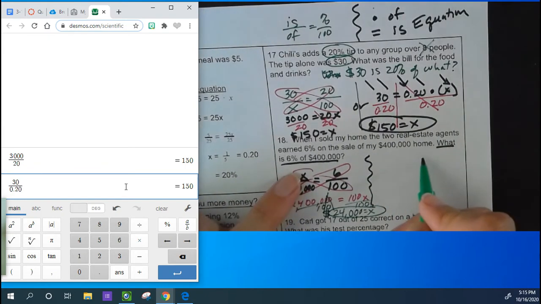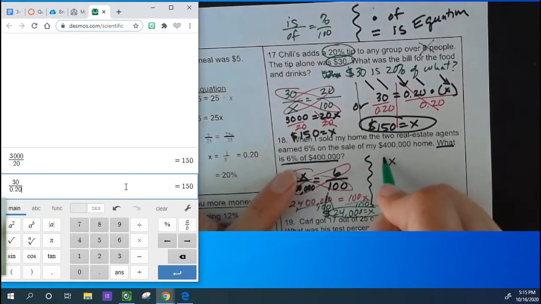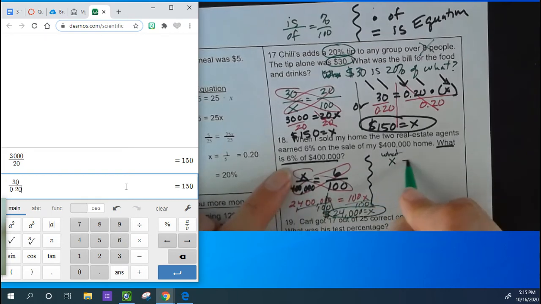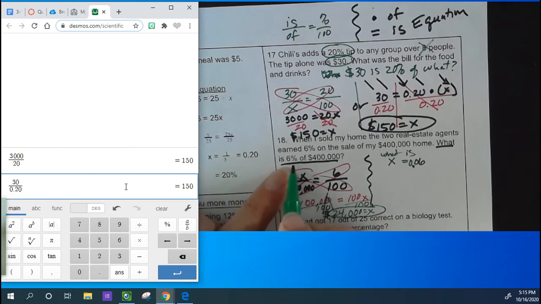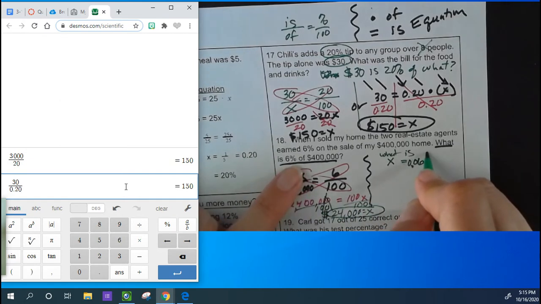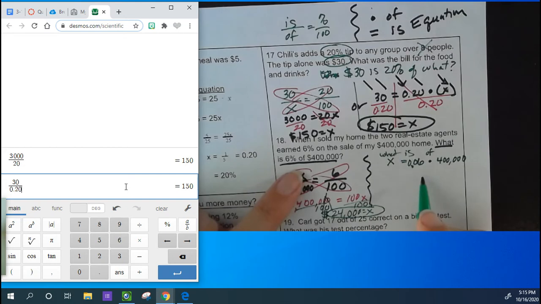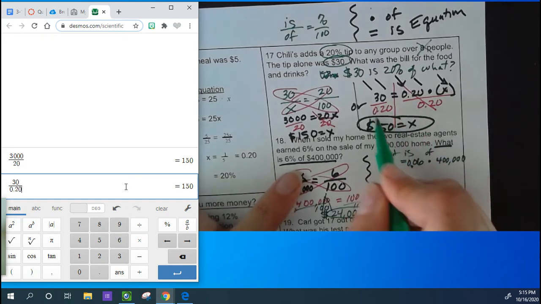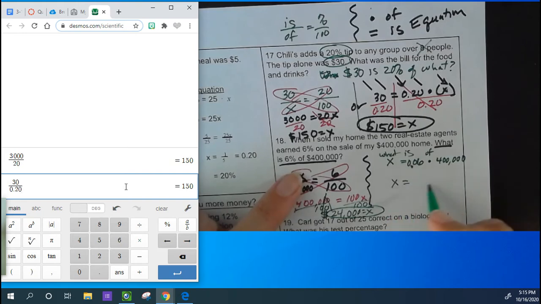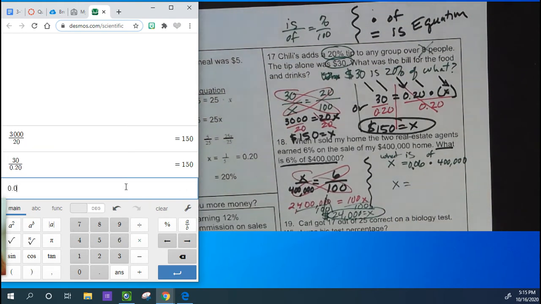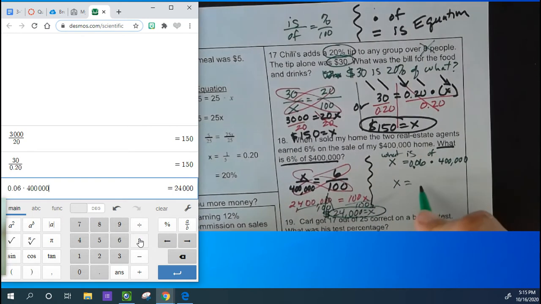For the equation method, what is 6%? That needs to be changed into a decimal. There's where the error usually occurs. 6% of 400,000. Okay, same side, multiply. Up here we divided because they were on opposite sides. Here I'm going to multiply, and I am going to do 6 hundredths times 400,000. It gave me the same answer over here.